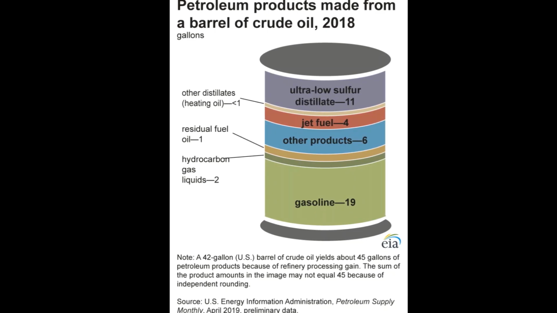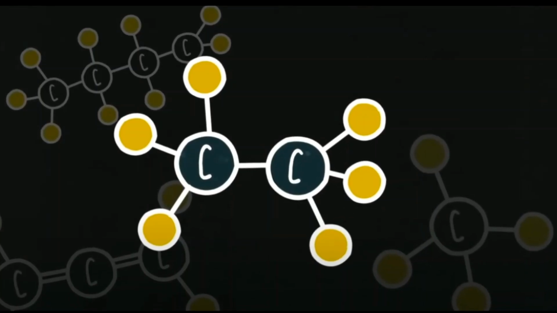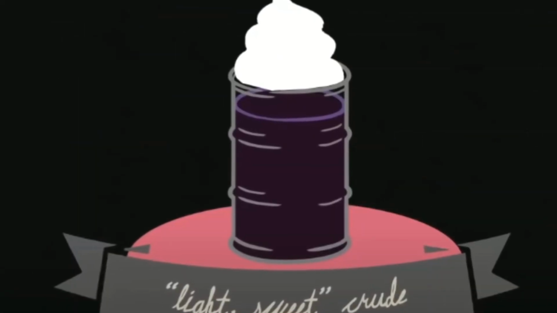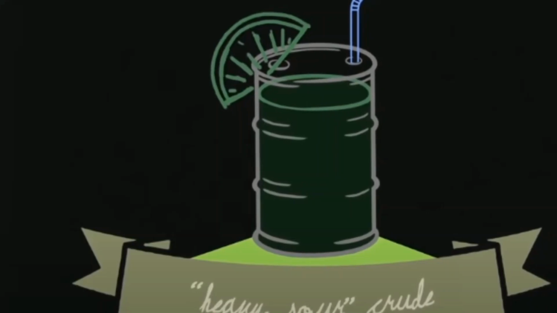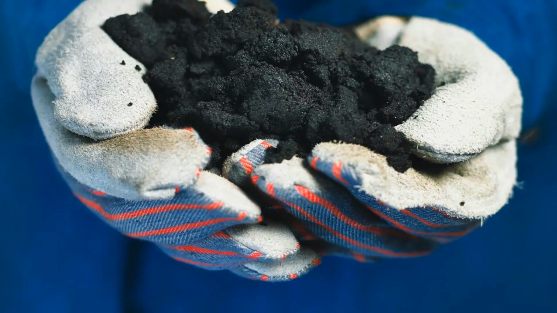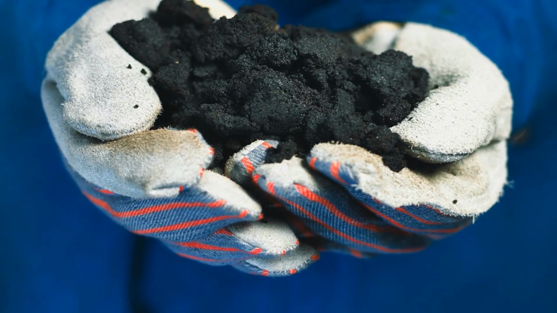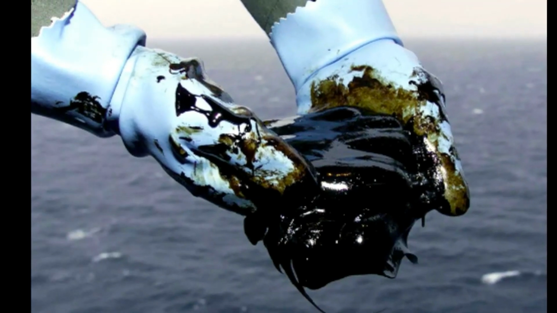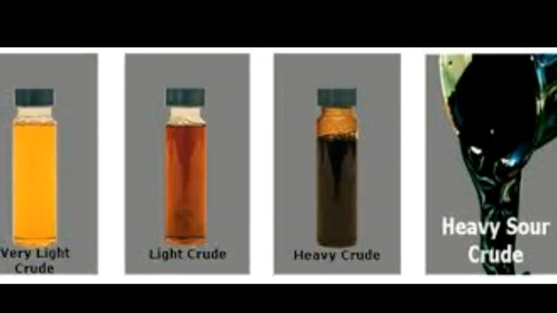Depending on the mix of hydrocarbons, crude oil can be categorized as light or heavy and sweet or sour. The larger the molecule, the heavier the crude becomes. The sweetness is dependent on its sulfur content. The sweeter the crude, the lower the amount of sulfur.